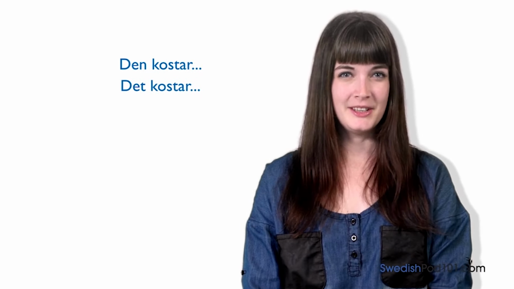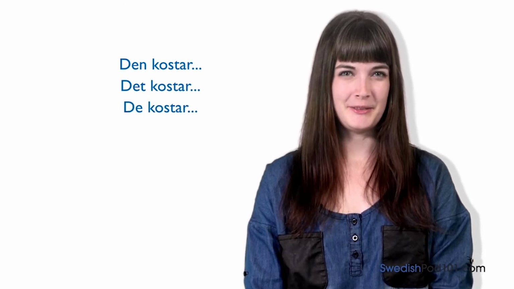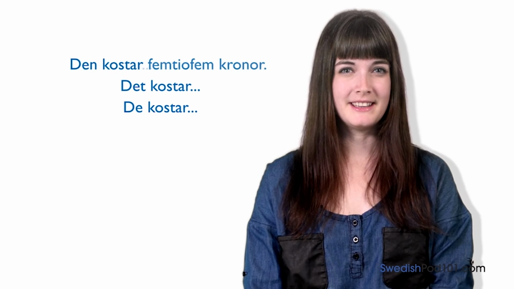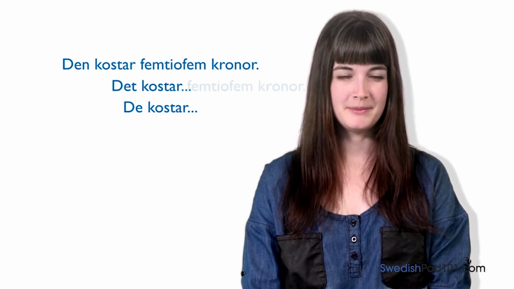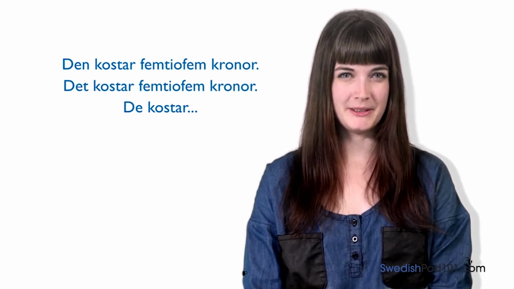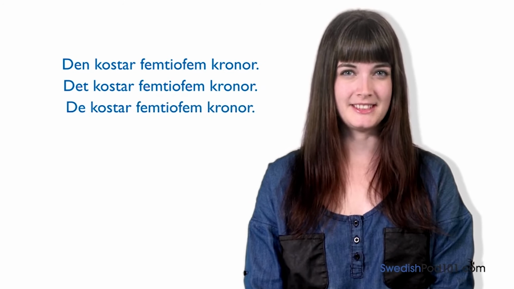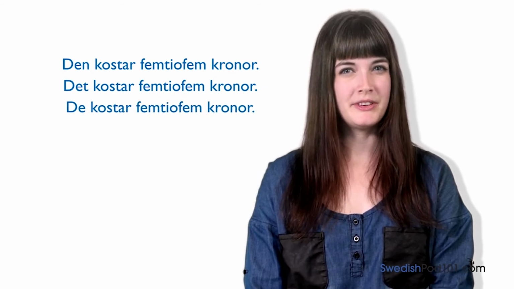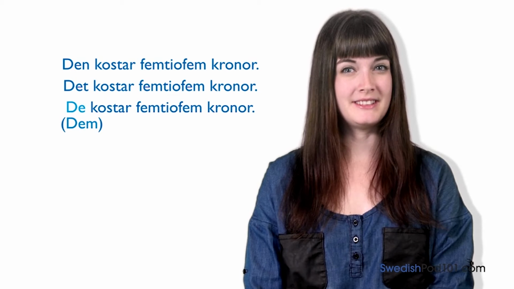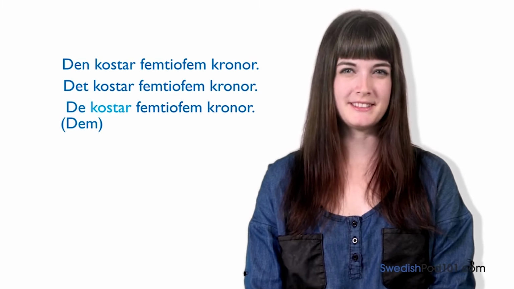At this point, the shop clerk can answer by saying den kostar, det kostar, or de kostar. For example, den kostar 55 kronor, det kostar 55 kronor, or de kostar 55 kronor. Note that the word de turned into det when put in front of the object. What number is 55? I'm not telling you. Okay, it's 55. It costs 55 kronor.